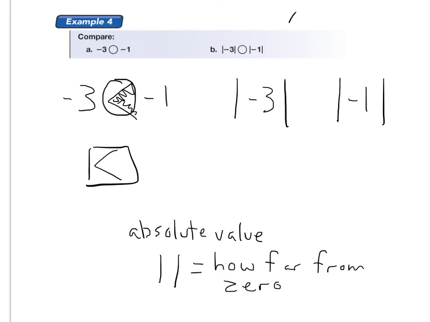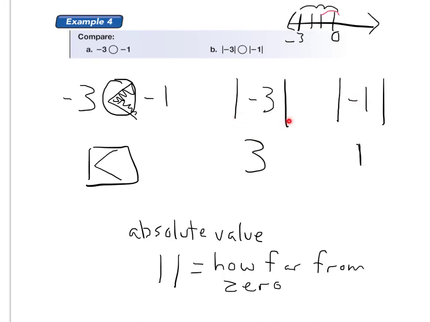Well, if I were to draw a number line and start at 0 and count backwards, 1, 2, 3 to negative 3, that is 3 spaces away. So the absolute value of negative 3 is positive 3. Likewise, the absolute value of negative 1 is going to be positive 1, because negative 1 is 1 space away on the number line from 0. It doesn't matter what direction you go in, positive or negative, it just matters how many spaces away. So the absolute value of negative 3 is positive 3, and the absolute value of negative 1 is positive 1.